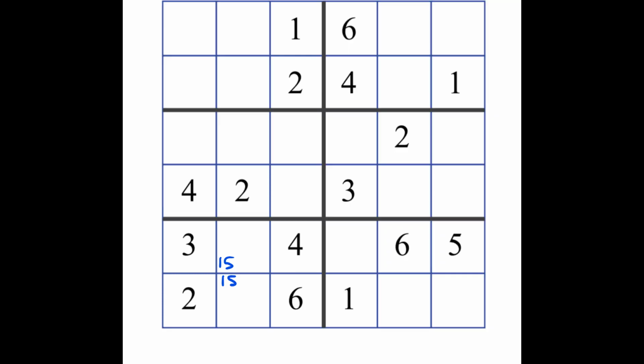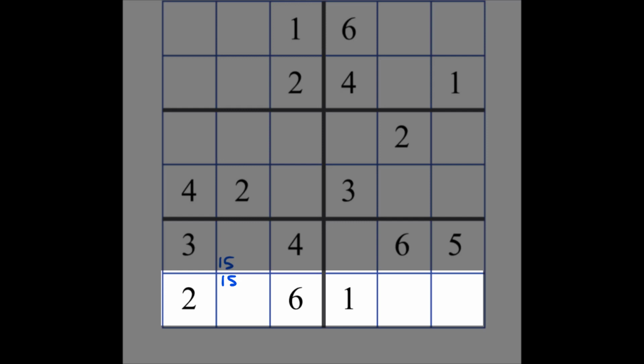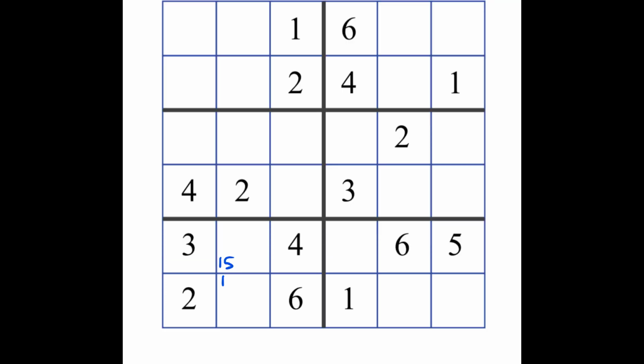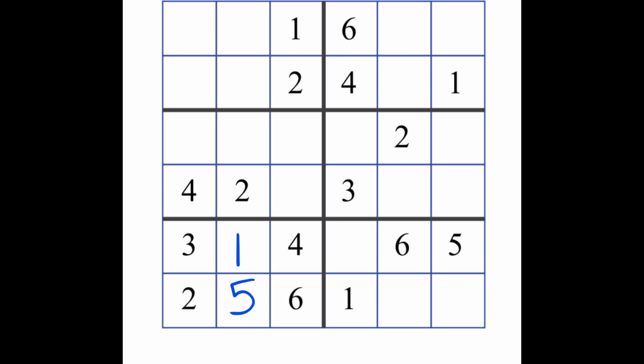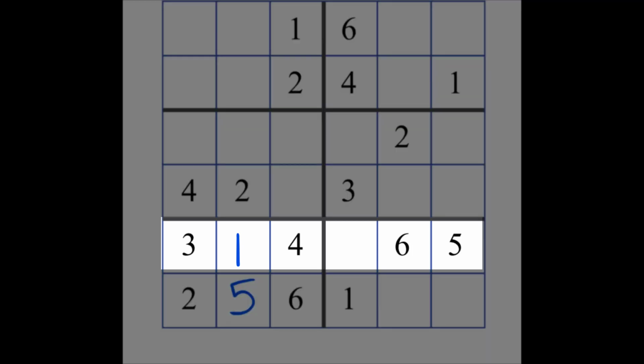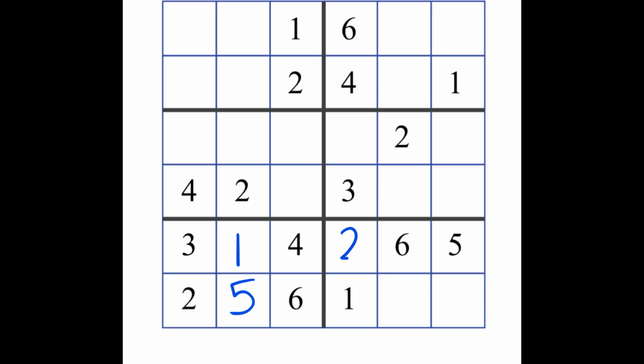Now, if we look along the row, I can see there's a 1 here, which means there can't be a 1 here. So that means that must be a 5. And actually, if I look at the top row, there's a 5 here, which means the 5 couldn't go there. That means that must be a 1. If I now look along this row, because I filled this in, I've only got 1 gap left, and I can see from the other numbers that the number 2 is missing.